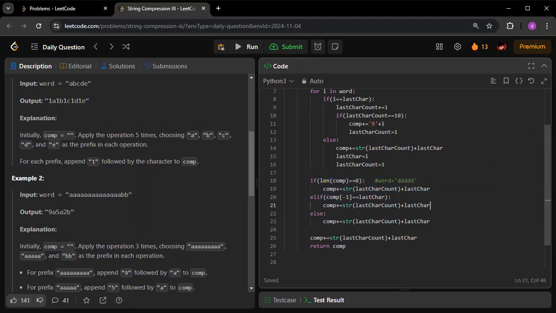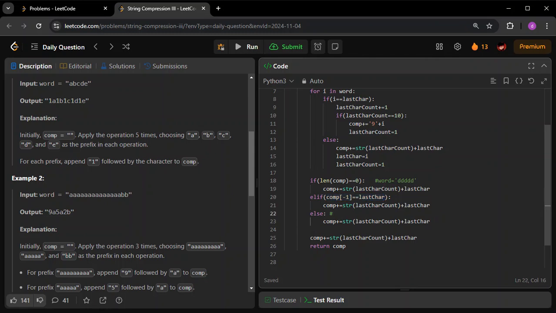What is the last case? Last case is when, for example, here you have already made entry of 1D. Now you have to write an entry of 1E. What is that? Basically, it is that comp of minus 1 is not equal to last char. Let me write this also. Comp of minus 1 is not equal to last char.